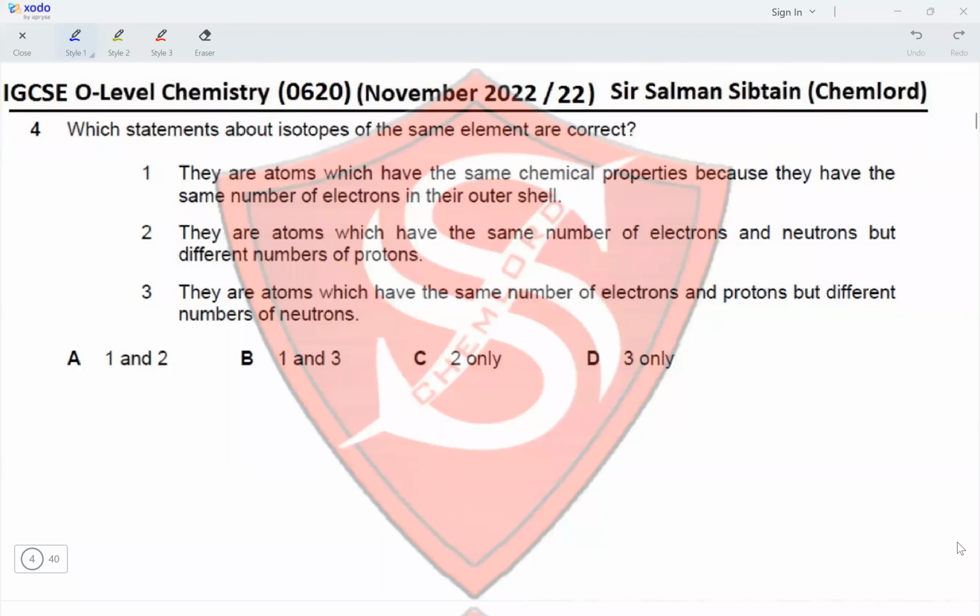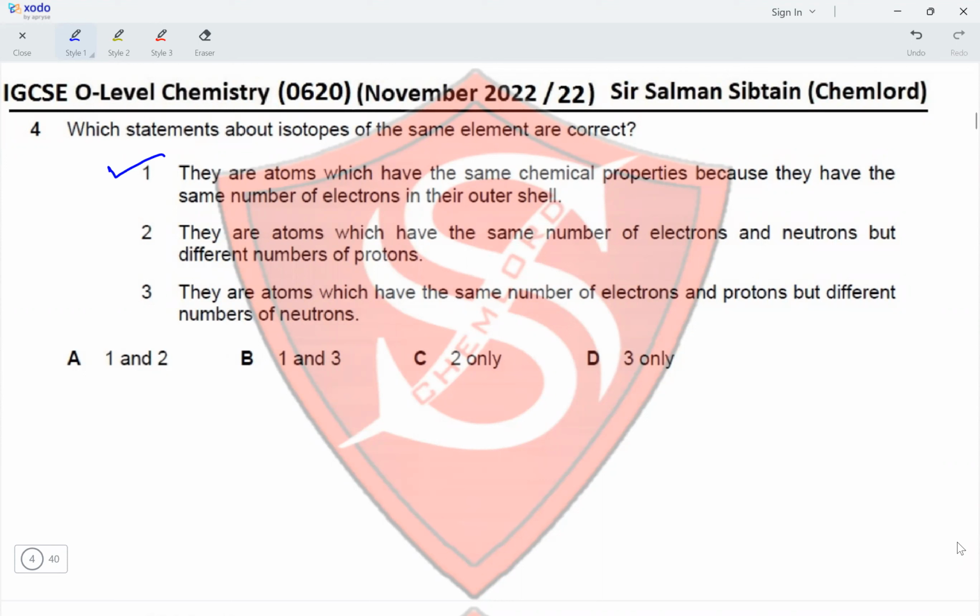Question 4. Which statements about isotopes of the same element are correct? They are atoms which have the same chemical properties because they have the same number of electrons in their outer shell. Yes, this is true for isotopes.